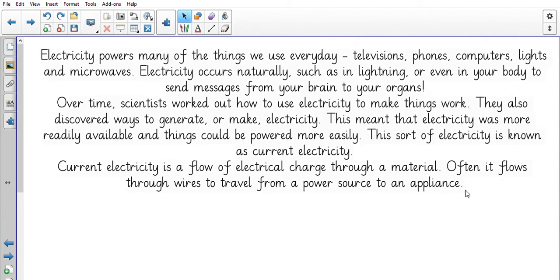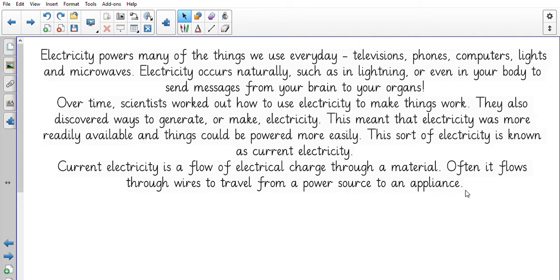Electricity powers many of the things we use every day: televisions, phones, computers, lights and microwaves. Electricity occurs naturally, such as lightning, or even in your body to send messages from your brain to your organs. Over time, scientists worked out how to use electricity to make things work. They also discovered ways to generate or make electricity. This meant that electricity was more readily available and things could be powered more easily.